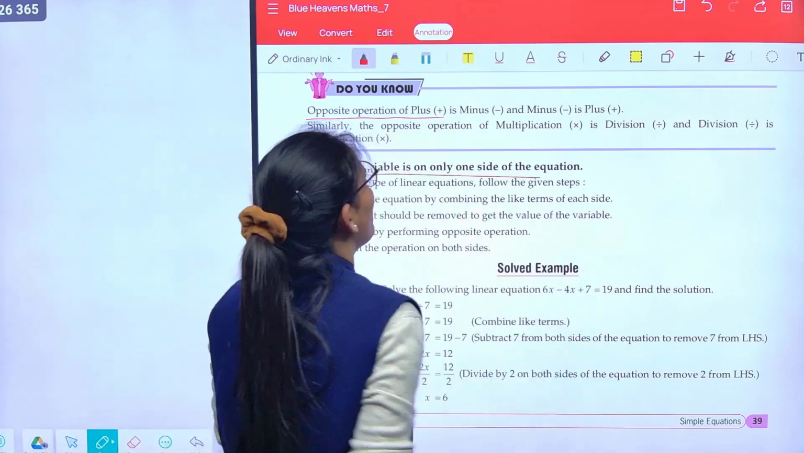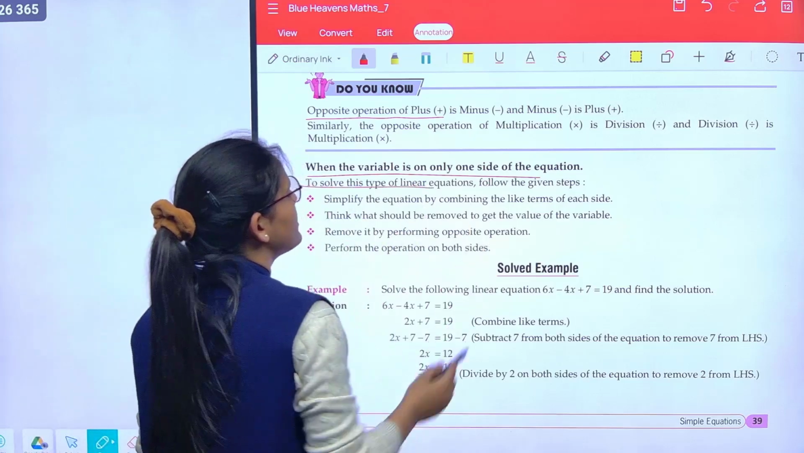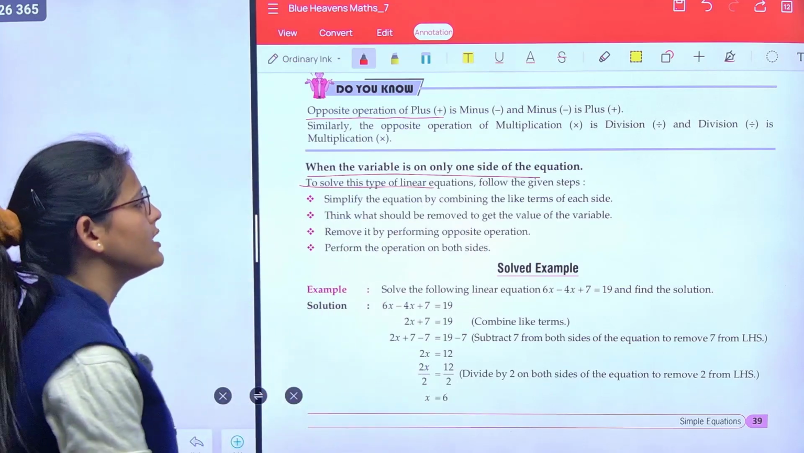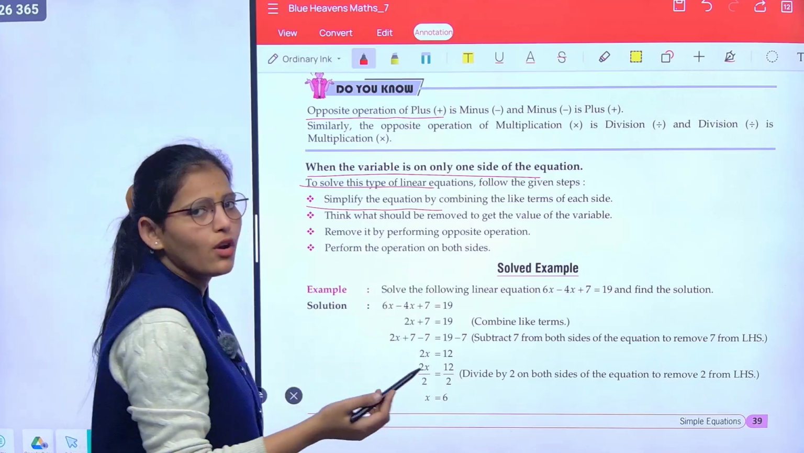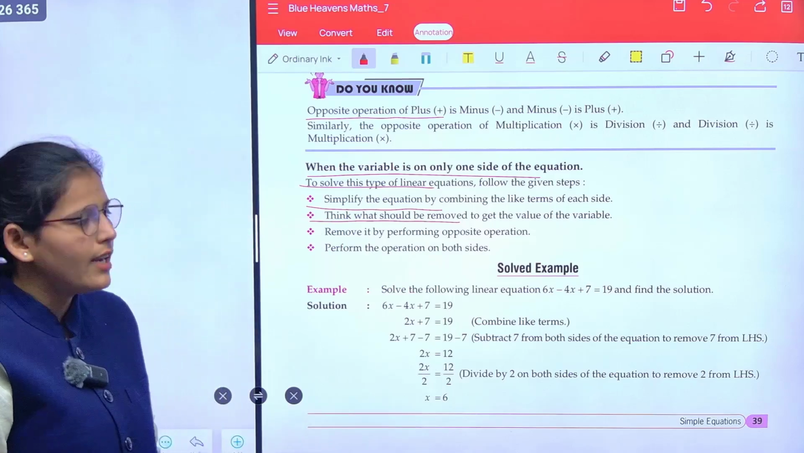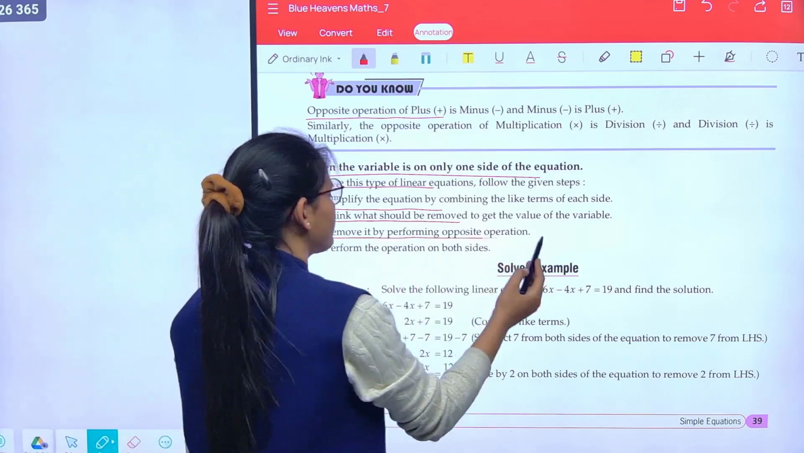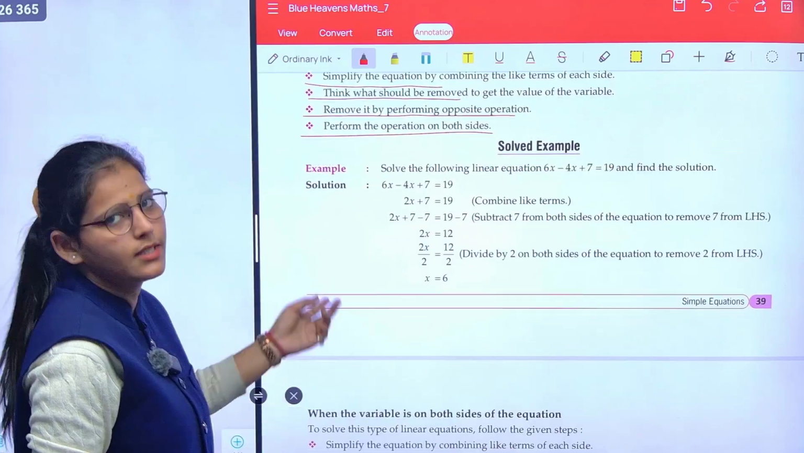When the variable is on only one side of the equation, to solve this type of linear equation, follow these given steps. Simplify the equation by combining the like terms of each side. Now think what should be removed to get the value of the variable. Now remove it by performing the opposite operation. Perform the operation on both sides.